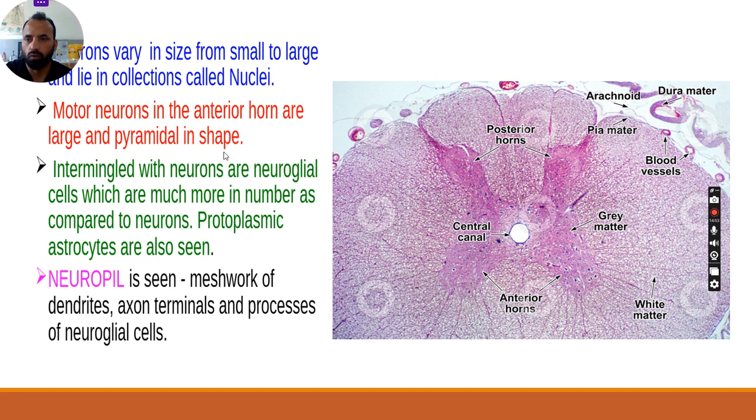So again here, if you look at the anterior horns, usually they are the motor neurons, basically motor neurons. Then there is one term that we call neuropil, because this is the meshwork of dendrites, axon terminals, and the processes of the neuroglia cells that you can find in the gray matter.